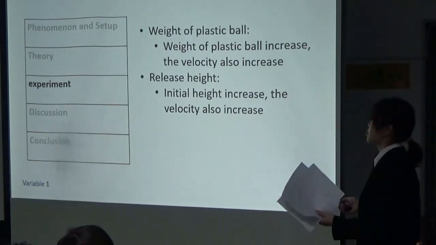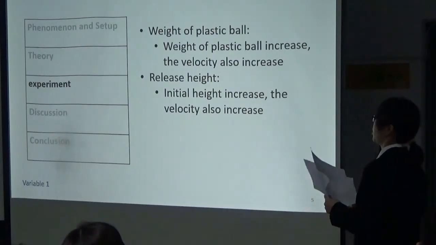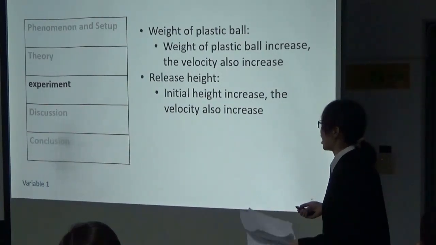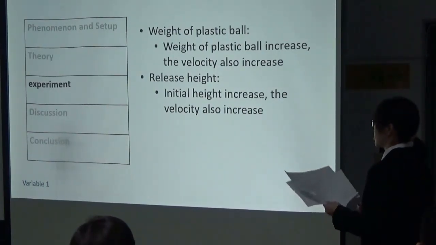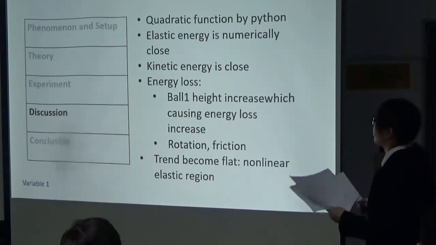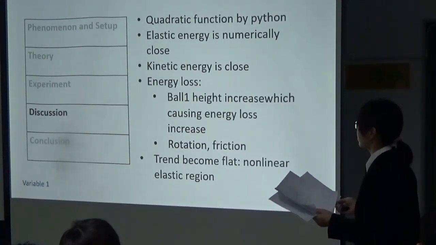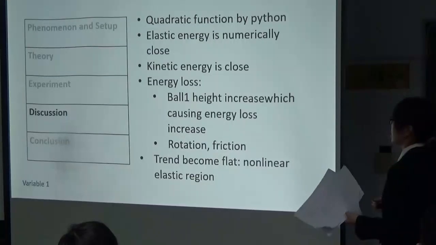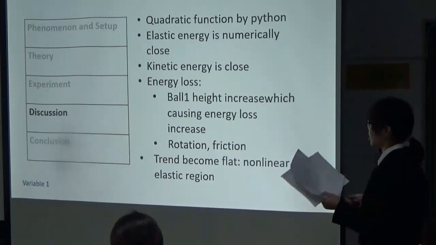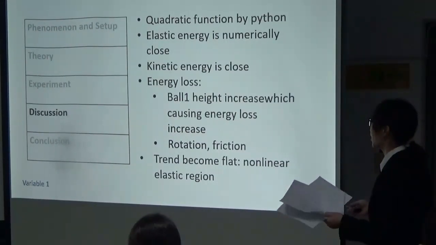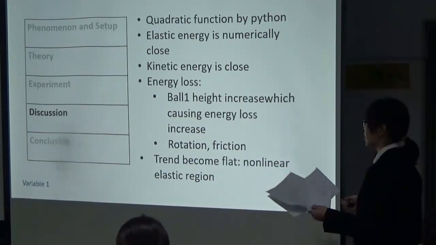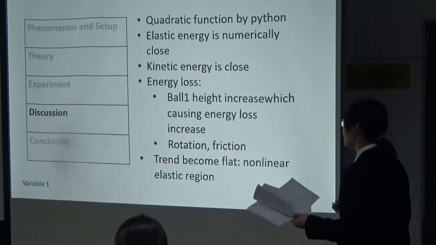And the third one is experiment. As the weight of the plastic ball increases, the velocity also increases. As the release height and initial height increase, the velocity also increases because the force might be bigger. And a quadratic function is fitted by Python. Elastic energy is numerically close, and kinetic energy is close. For energy loss, as ball one height increases, energy loss increases. And the rotation friction also causes the energy loss. And the train becomes a nonlinear elastic region.